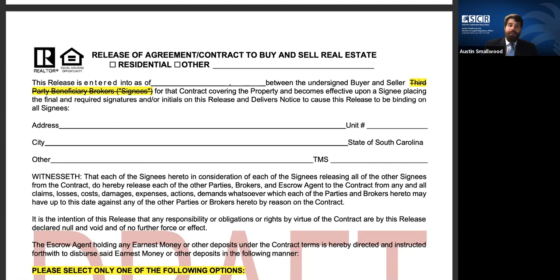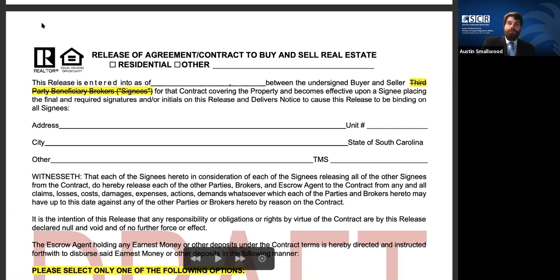The 5 SCR forms that have changed are SCR Form 518, which is the release agreement, which we're going to go over first. 504, which is the buyer sale contingency. Form 505, which is the buyer's notice form attached to the buyer sale contingency. A new form, SCR Form 500, which is how a buyer notifies the seller that their house is under contract. And as well as 330, which is our vacant land contract.